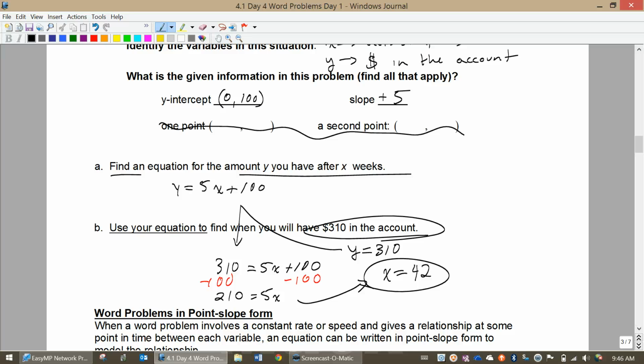Recall from yesterday, we take the context of the situation, we strip that away and put it in symbolic notation. But at the very end, we need to put the context back on the situation. 42 weeks of deposits.